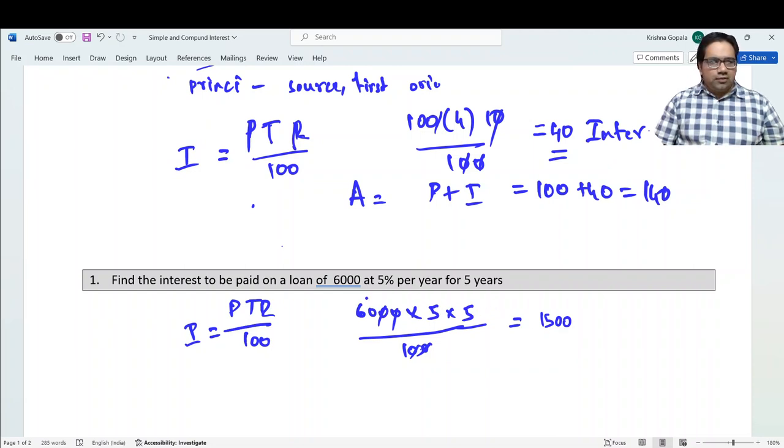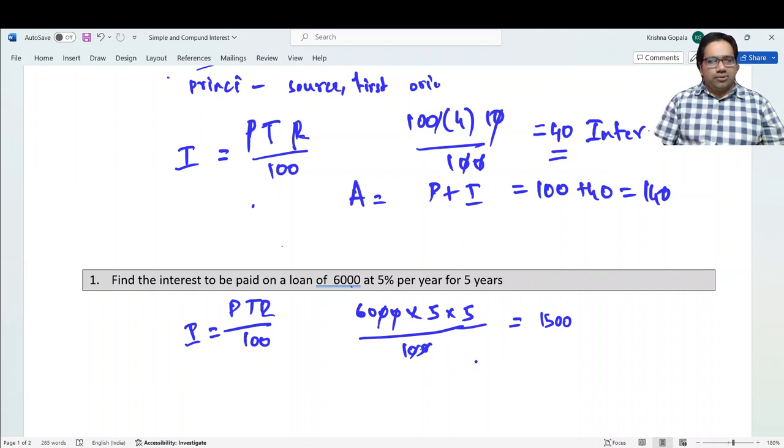So see again, 6000 is the original amount, which is called principal. And time period is how much time the loan is for. The loan is for 5 years, so T is 5. What is the interest rate? Interest rate is also 5%. So P into T into R by 100. 0, 0 gets cancelled. 60 into 5 into 5. 60 into 5, 300. 300 into 5, 1500. So the interest that has to be paid is 1500.